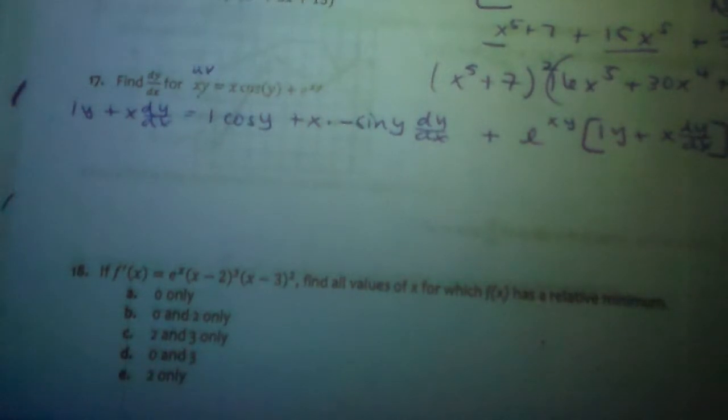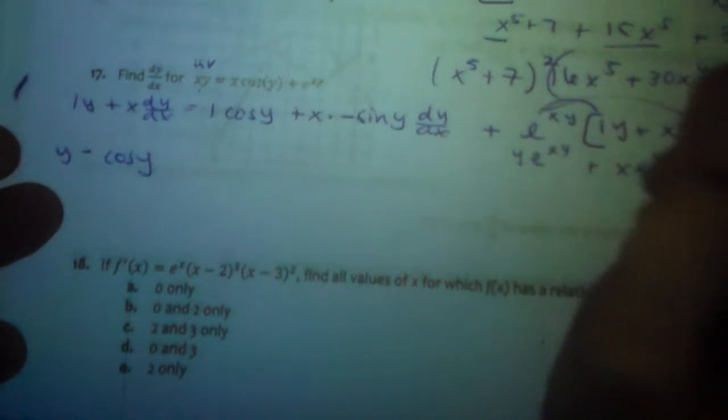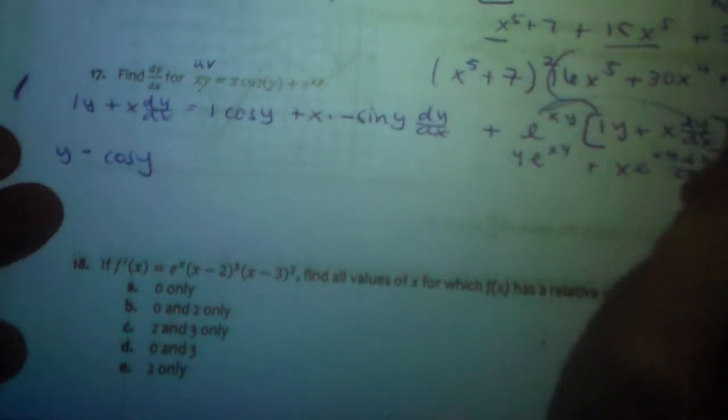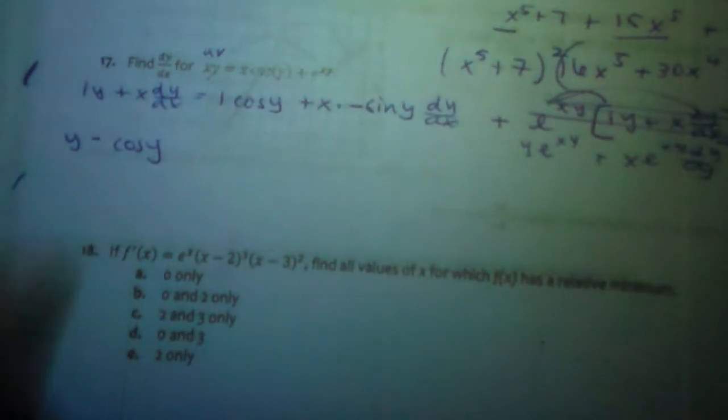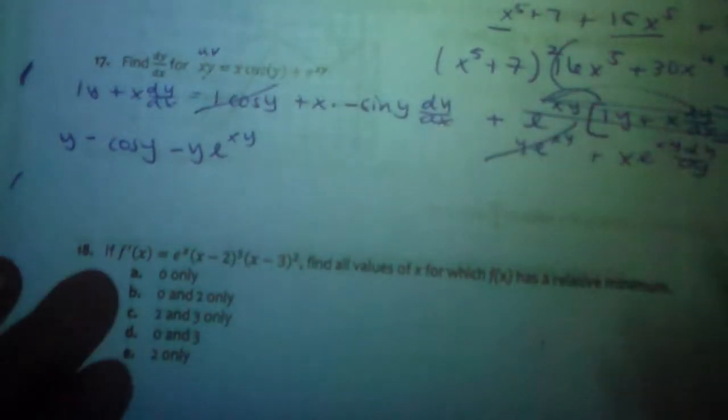Okay. Let's get all my non-dy dx's on the left. So that would be y minus cosine of y. I'm going to distribute this. So that's y e to the xy plus x e to the xy dy dx. So then this needs to move over. So minus y e to the xy. I've moved that over, moved that over.